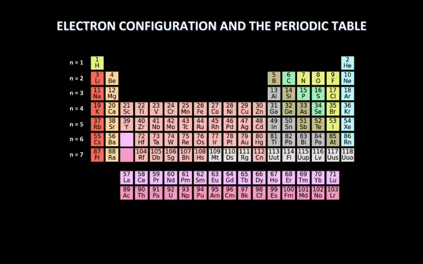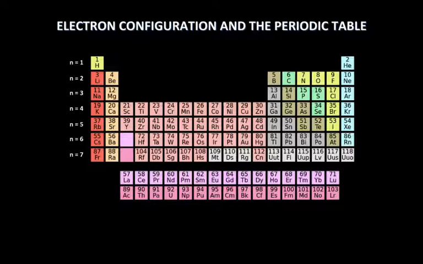This video is going to cover how the periodic table can help you figure out electron configuration, and just generally how the periodic table and electron configuration are related. Some of this is going to talk about quantum numbers, so if you need to review quantum numbers and the allowed values for quantum numbers, you should certainly do that before watching this video.